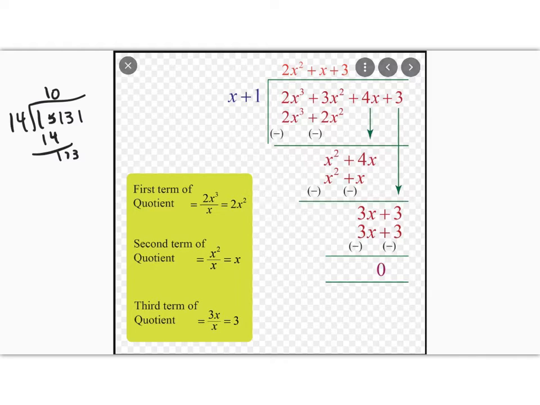14, 28, 4 is 56. 56 doubled up is 112. So let's try 8. 12, 3. Oh, look at that. 11. And then it goes in 0. And then you have a remainder of 11. So what the actual answer will be is 1080 with 11 over 14.